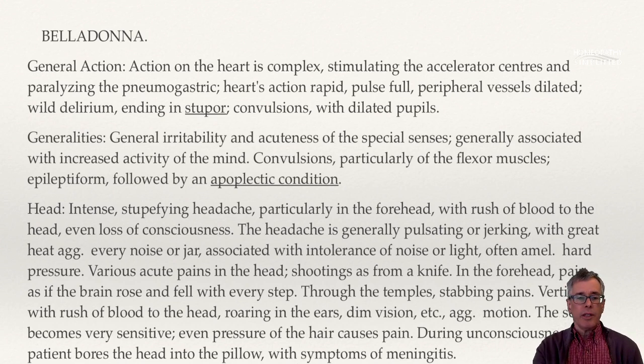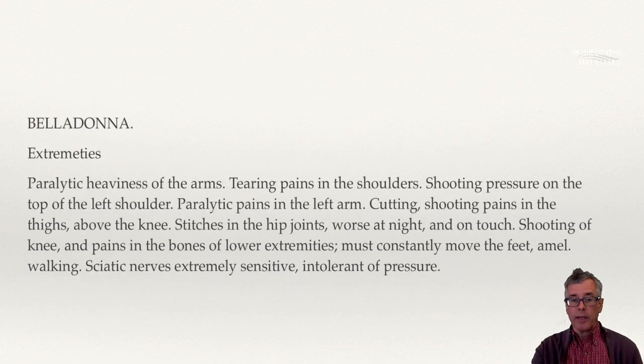But I also saw in the generalities epileptiform, meaning seizures, followed by an apoplectic condition. And that really is her state. When she's had an episode, she's just wiped out and laying. Head symptoms, very intense headache symptoms in belladonna. And then the extremities also having tearing pains, shooting, paralytic pains, cutting, shooting pains. So that was my rationale, and as it turns out, it's been the most reliable remedy for her.